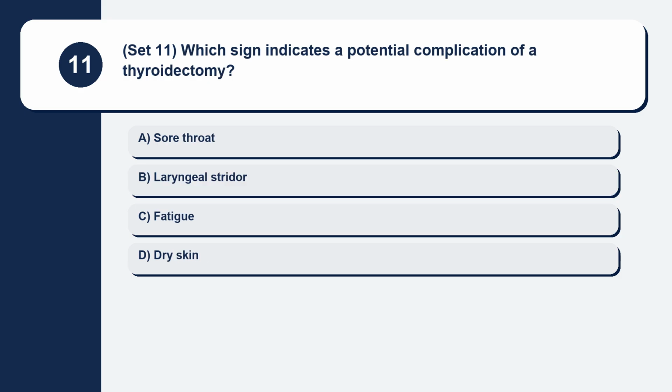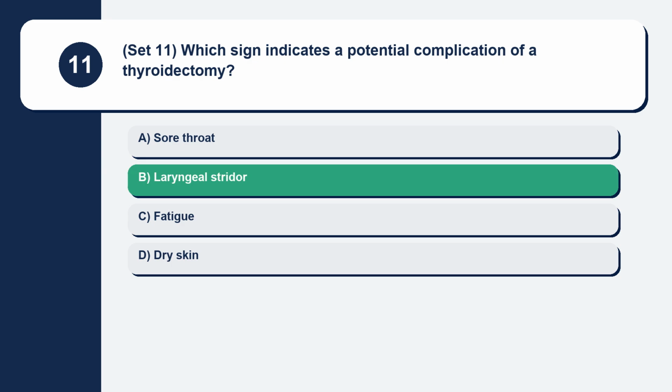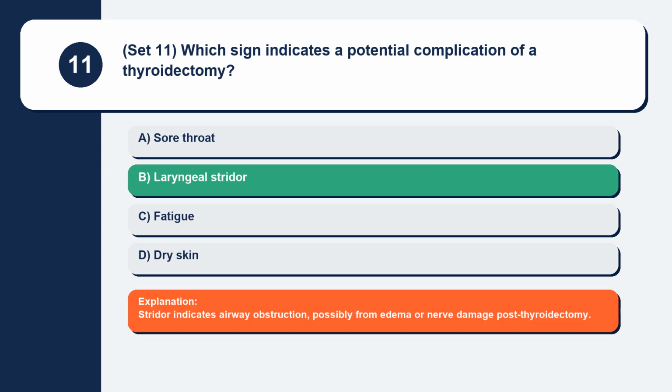Question 11. Set 11. Which sign indicates a potential complication of a thyroidectomy? Sore throat, laryngeal stridor, fatigue, dry skin. Stridor indicates airway obstruction, possibly from edema or nerve damage post-thyroidectomy.